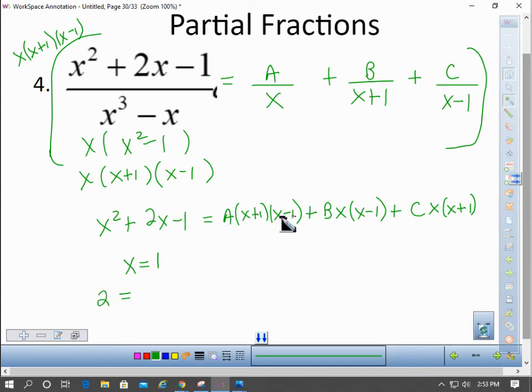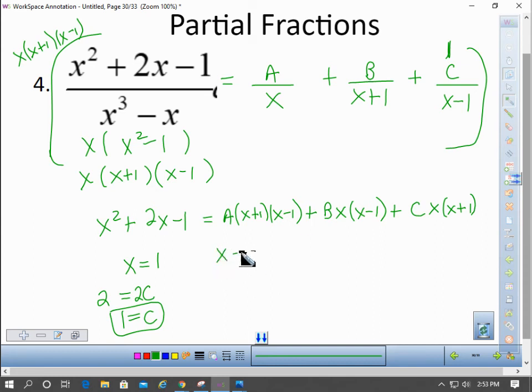And then we're putting a 1 in here, so that makes that 0. Same thing's going to happen here. You put a 1 in, that's going to make this 0, so b is going to go away. So the only thing we're going to have left is c, and we're plugging a 1 in here, so that'd be c times 1 times 2, so that's just a 2c. And then when we divide by 2, we get c as 1. So up here, this c is a 1.